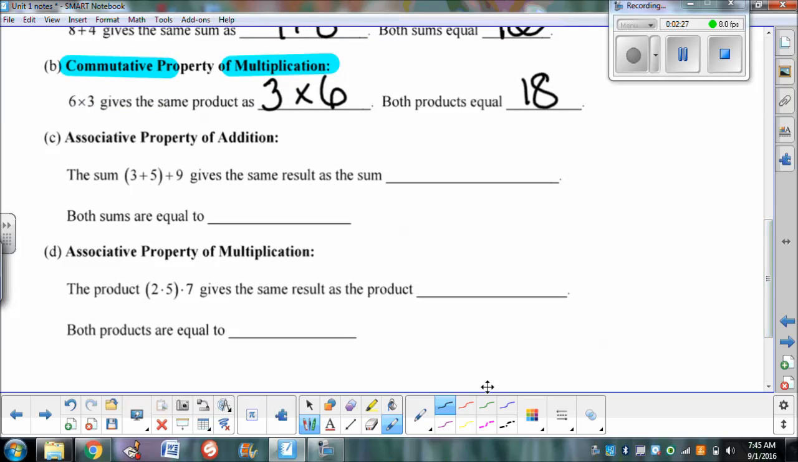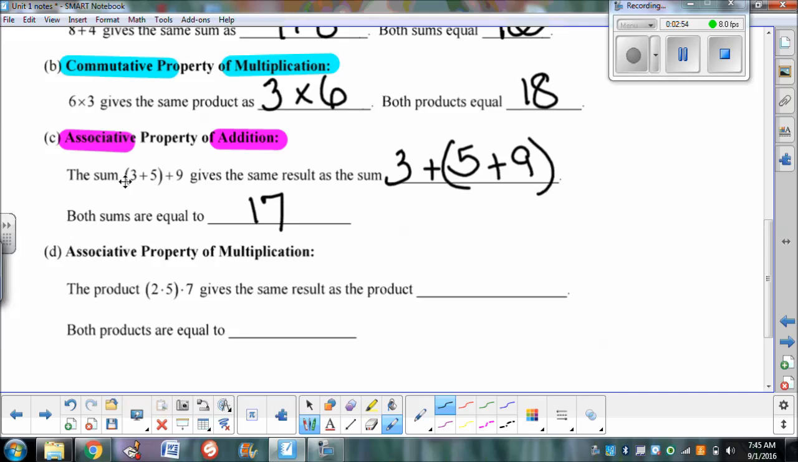6 times 3 is the same as 3 times 6, and then we know that that product is 18. The second property that's pretty important is the associative property of addition, and the associative property deals with the groupings. So we have 3 plus 5 in parentheses plus 9. So it gives the same result as, well, we could change that group to 5 plus 9. And we still know that both of those still sum to 17. In this case, we would add the 3 plus 5 first and get 8 plus 9 is 17. Here we'd add the 5 plus 9 and get 14 plus 3 to get 17.